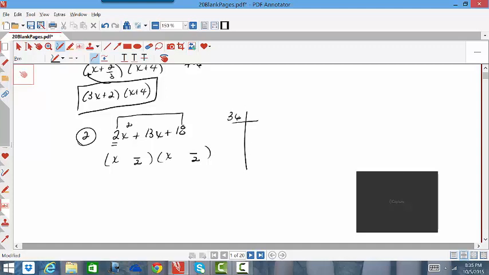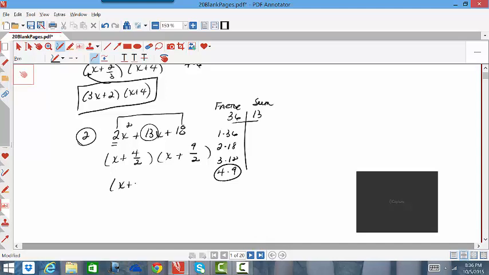2 times 18 is 36. And then your middle coefficient is a 13. So we're going to list factors of 36 and look for the set that will give me a sum of 13. 1 and 36 is not going to work. 2 and 18 is not going to work. 3 and 12, 4 and 9, here it is. 4 times 9 is 36, and 4 plus 9 is 13. Well, it's a positive 4, so I put plus 4 halves, and a positive 9, so a plus 9 halves.